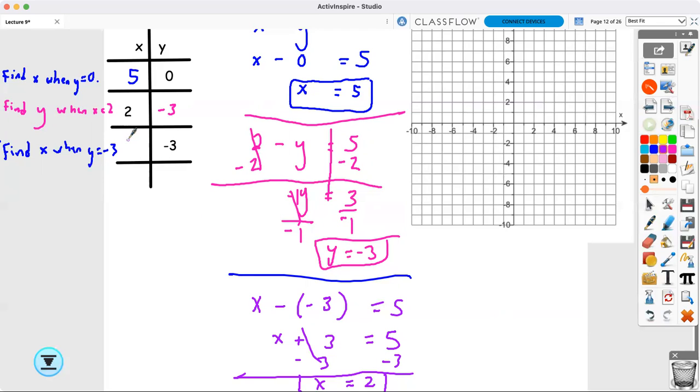So now we have the whole table. Now that we have the whole table correctly, we only need 2 points to get the graph. So 5, 0, go to 5, 0. So X is 5, 1, 2, 3, 4, 5. So now you should be drawing your graph if you haven't drawn it yet. 5, 0, and then X is positive 2, Y is negative 3.